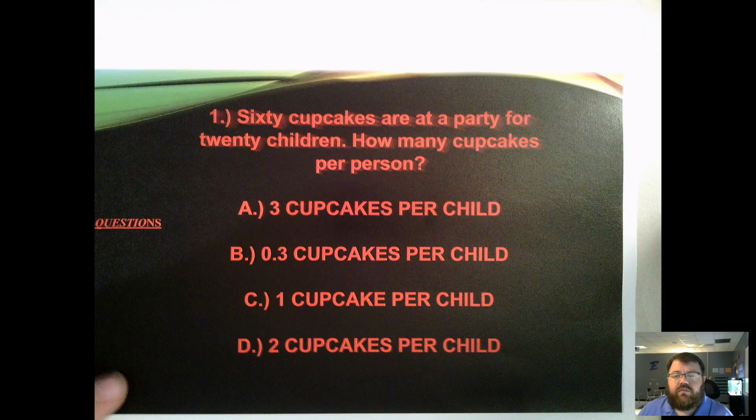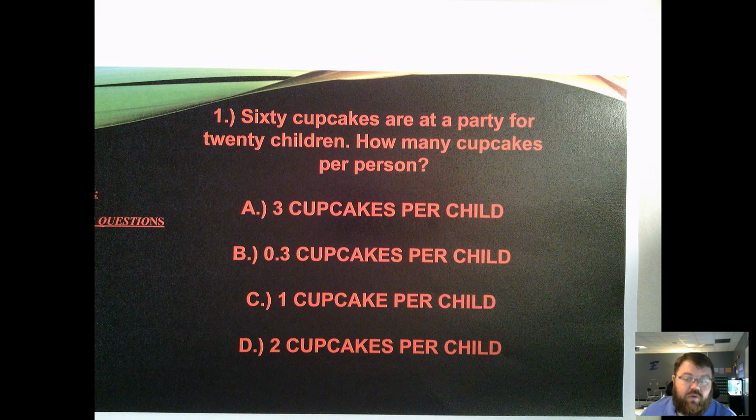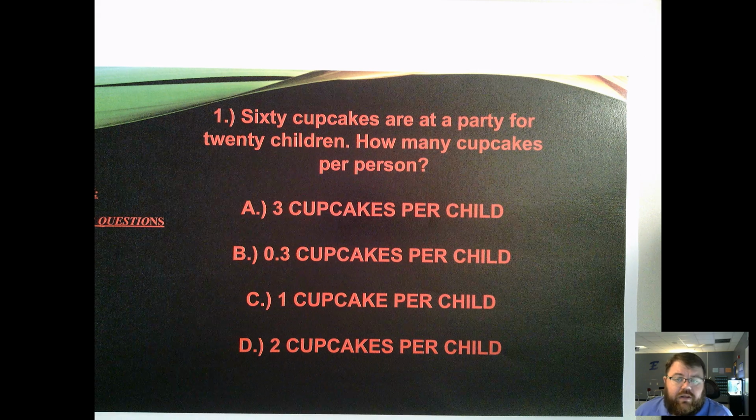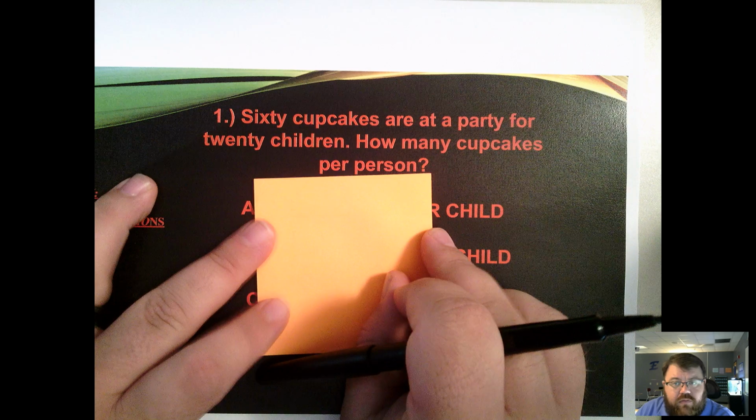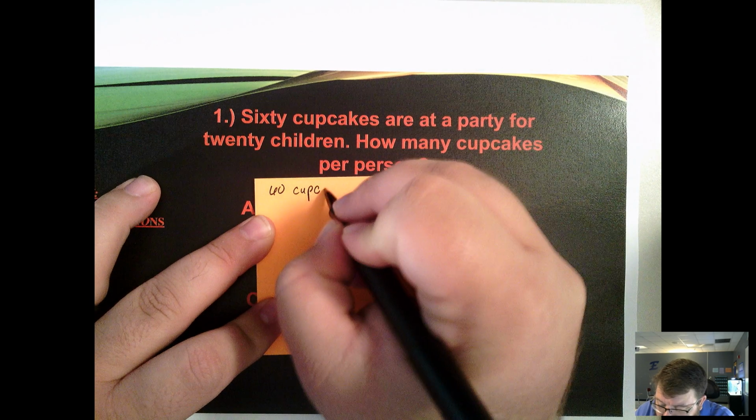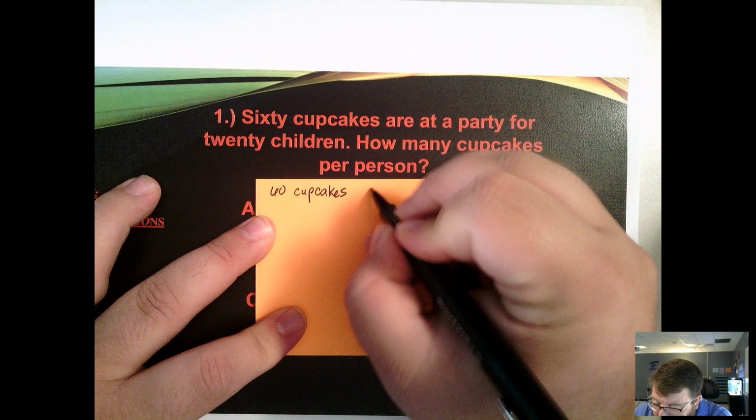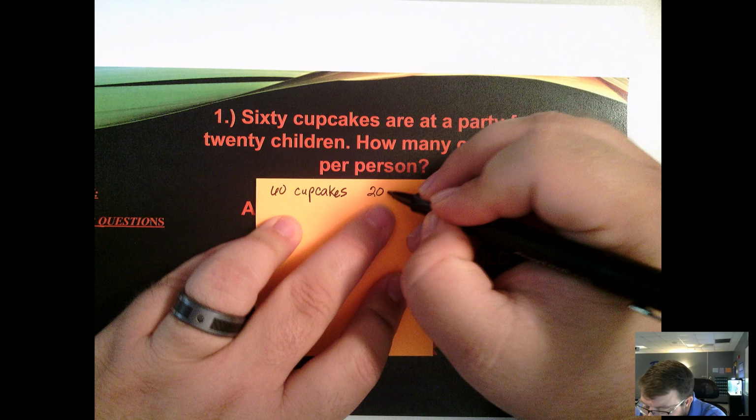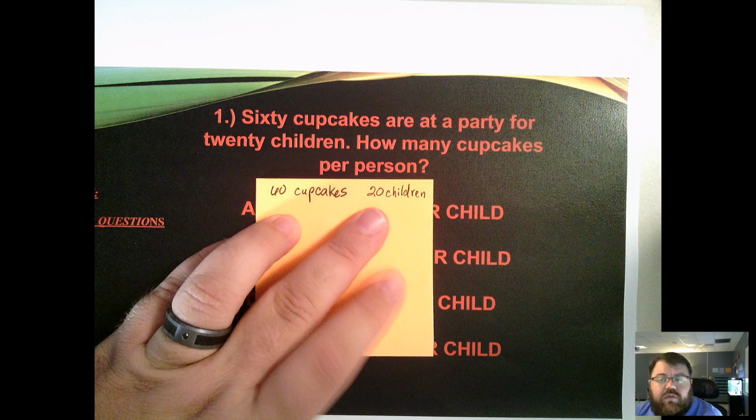Now, let's look at this one. I would like for you to pause this, see if you can answer it. We're going to come back and I'm going to go over it with you. Okay, 60 cupcakes are at a party for 20 children. All right, so I'm going to write down my numbers. Okay, so 60 cupcakes are at a party for 20 children. All right, got my two numbers written down.